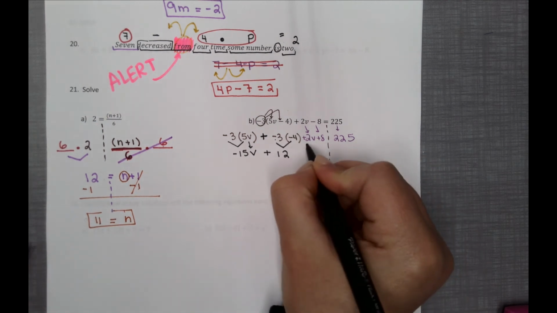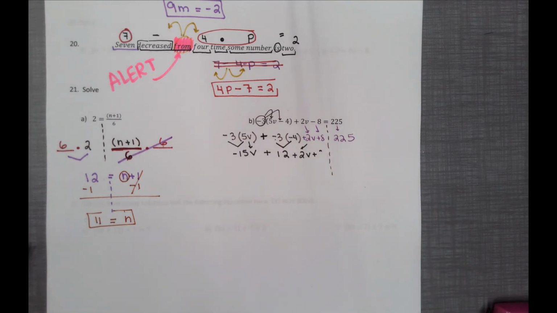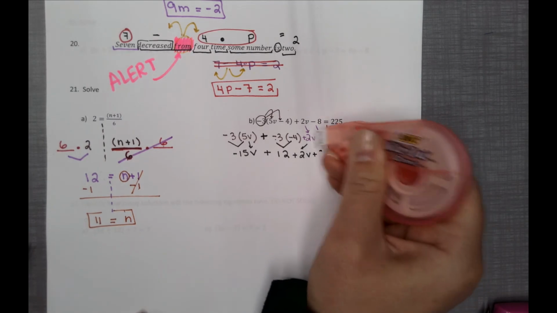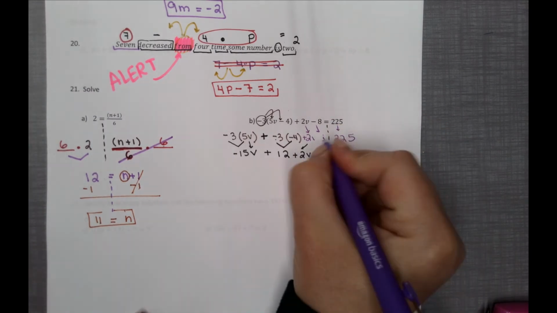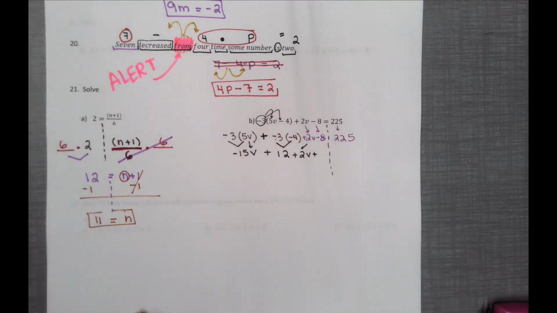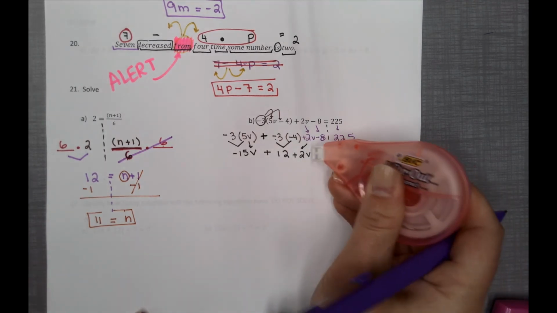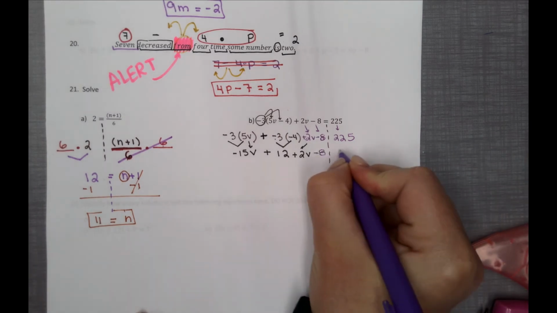Next, I'm going to bring down our positive 2v and the positive. Ooh, I almost made a mistake here. Should be minus 8, negative 8. I'm glad I caught that. Hopefully you saw that sooner. This is a minus 8. Minus, there it is. That would have been scary.